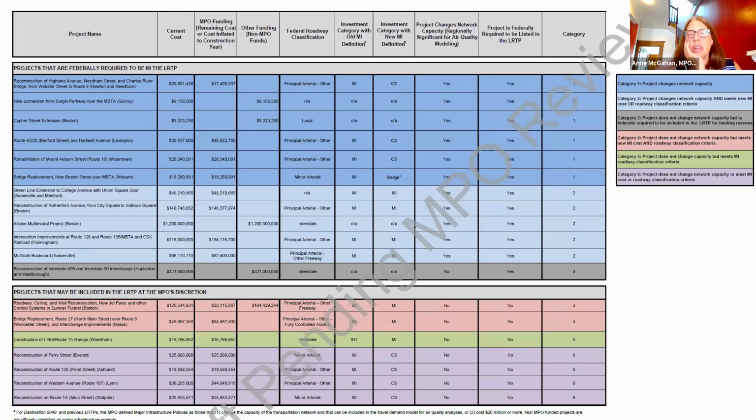Well, it's basically, as I said, a change in capacity, whether it's a reduction, like the Watertown project is a road diet. Rutherford Ave is a road diet. McGrath is a road diet. So it's changing the capacity of the network. So you said 3 projects. Yeah, right. The top ones like the Highland Ave, 425, and then the Mount Auburn Street. But I see what you're saying.